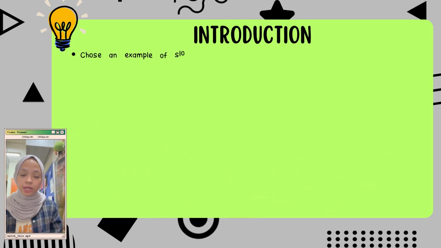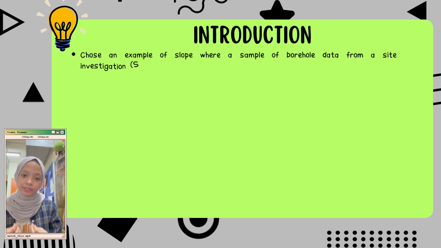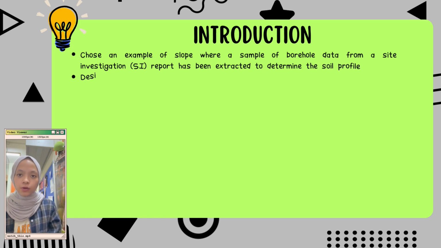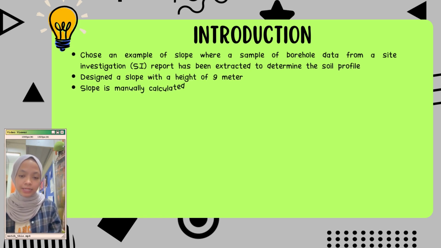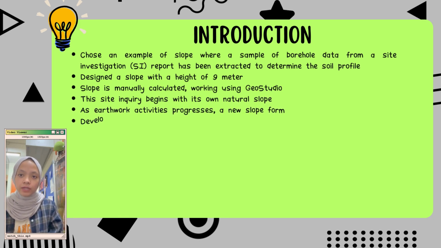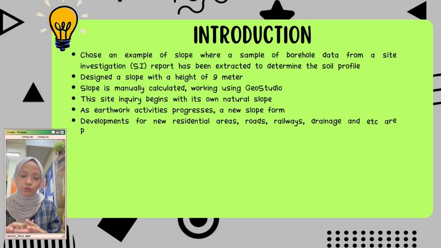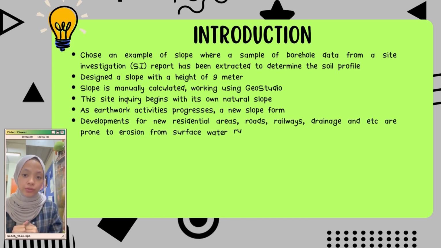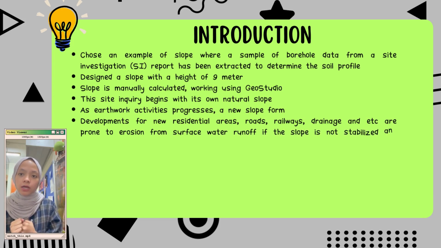We chose an example of slope where a sample of borehole data from site investigation is extracted in order to determine the nature of soil. We designed a slope with a height of 9 meters and is manually calculated and designed using GeoStudio. So the site inquiry begins with its own natural slope. As earthwork progresses, it started to form a new slope. So we need to ensure that the new slope is stable.